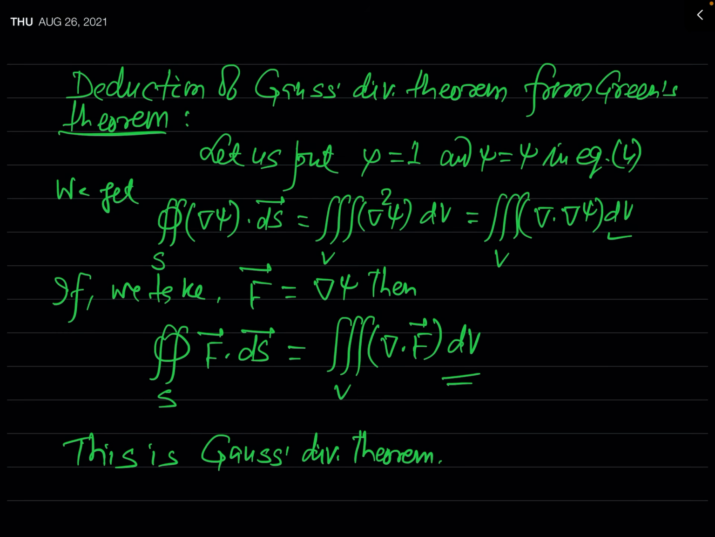So I hope you have understood the calculations very easily, because this is a very simple concept, and you should remember the Green's identity and how those identities can be derived from Gauss's divergence theorem, and how Gauss's divergence theorem can be derived from Green's theorem. You have understood all these things.